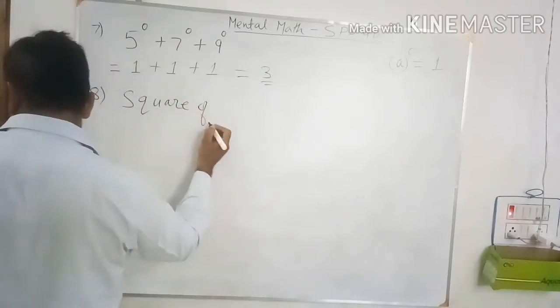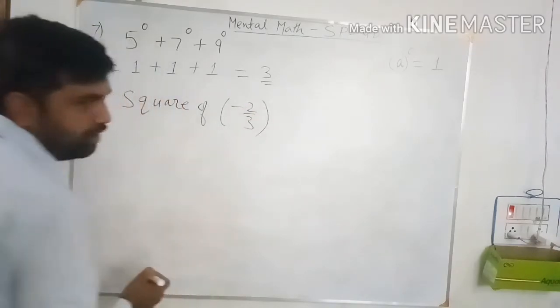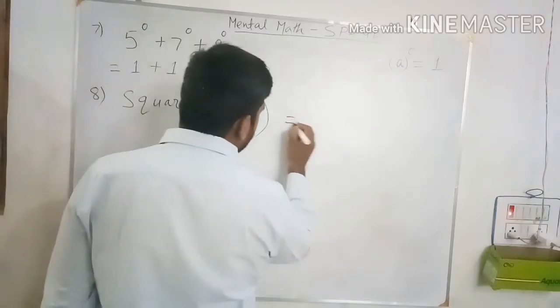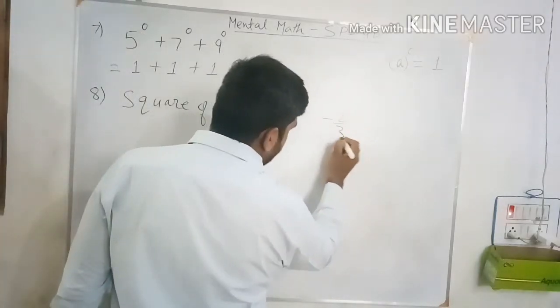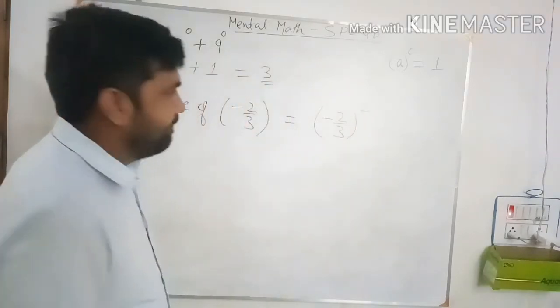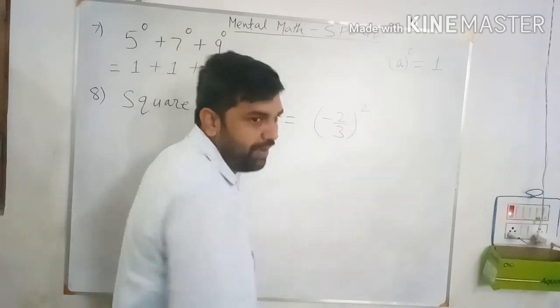Square of minus 2 by 3. Square means to the power 2. Square of minus 2 by 3 is equal to minus 2 by 3 raised to the power 2. Power 2 is called square. If the power in any exponent is 2, it is called square.